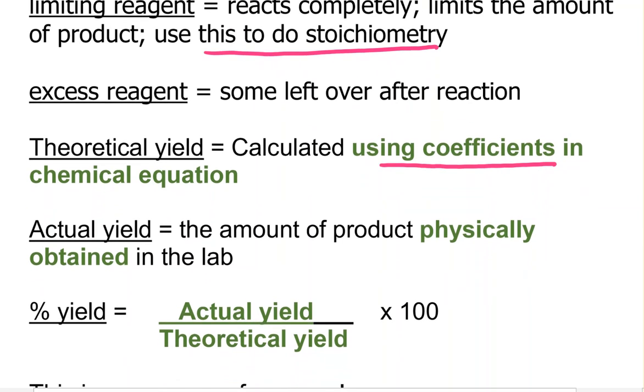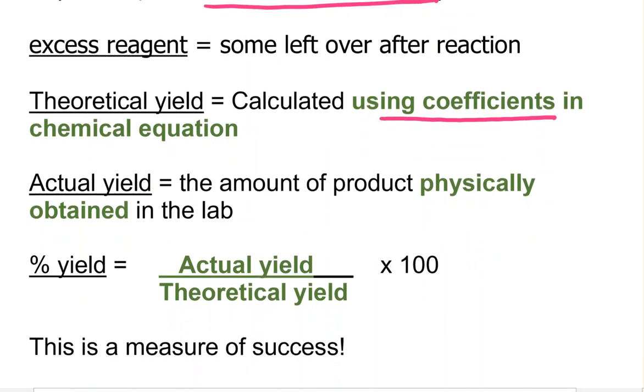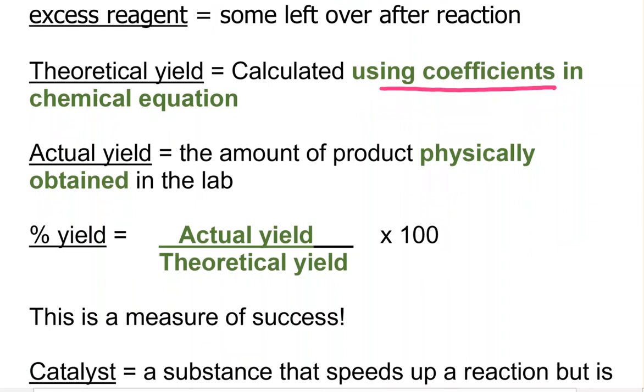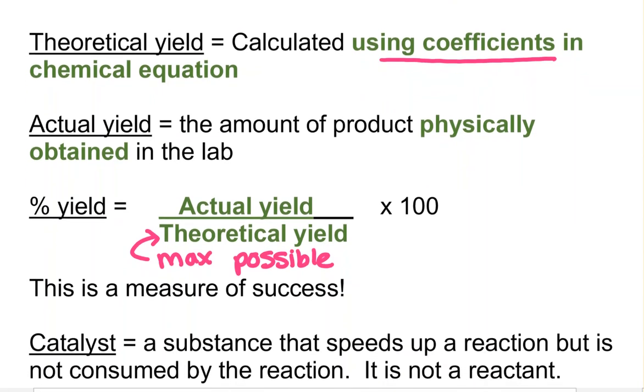Actual yield is the amount you actually weigh out. You physically weigh out in the lab. In other words, at the end of this experiment, you'll have some white powder that's aspirin, and you'll weigh it and see how much you got. And then percent yield, actual divided by theoretical. One way to think of theoretical, this is like your maximum amount possible. And that's what it really is. So that you see how you compare to the maximum to see how successful you were.